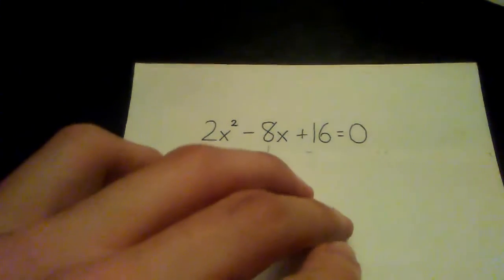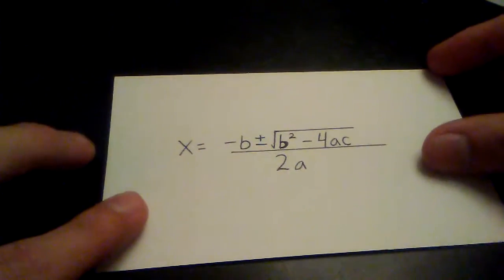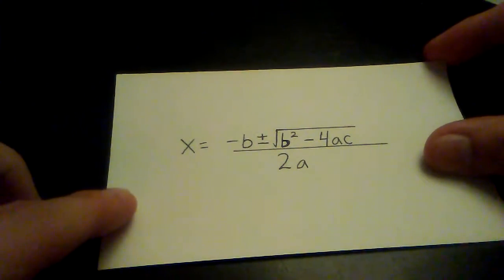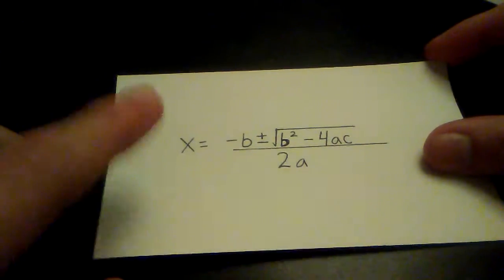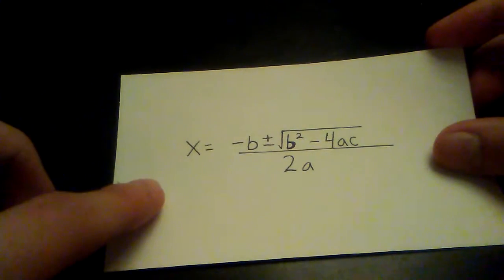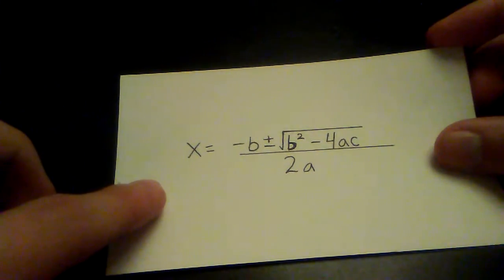Since I'm going to use the quadratic formula, we must understand that x equals negative b plus or minus square root of b squared minus 4ac, all divided by 2a. So a, b, and c are the variables we're going to use for this formula. Given by the quadratic formula, we're going to do it this way.